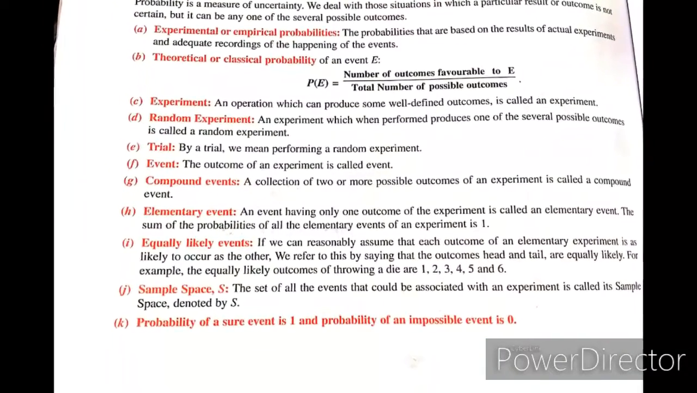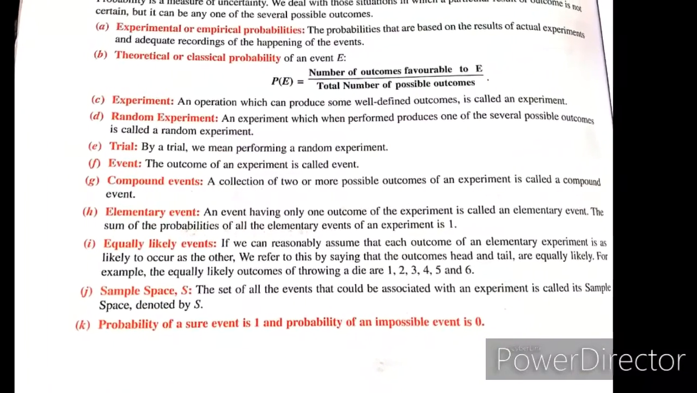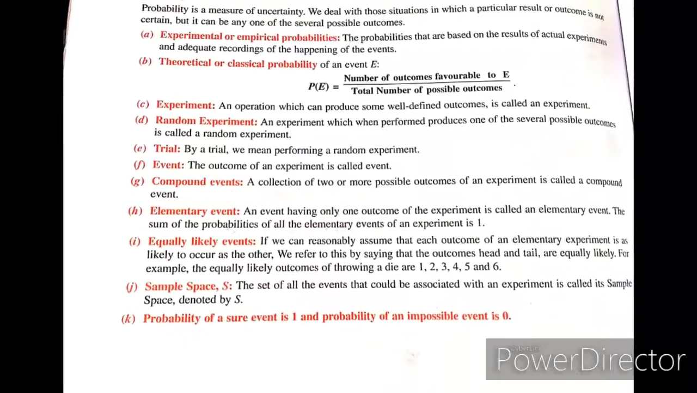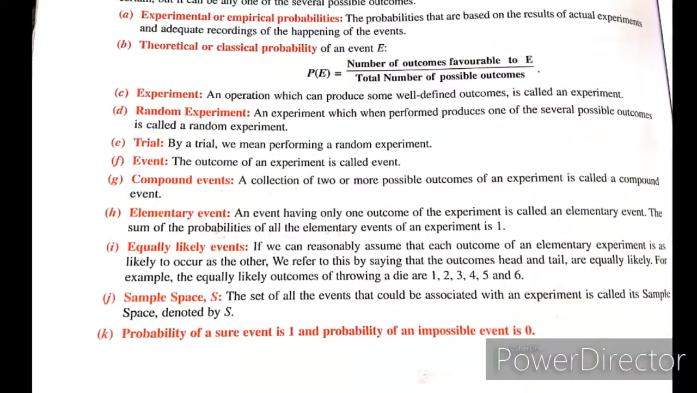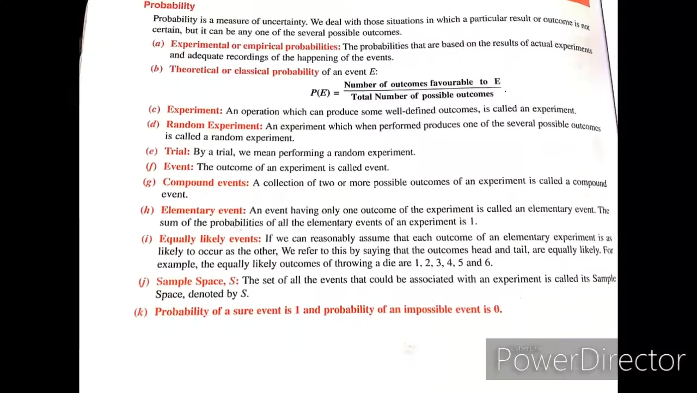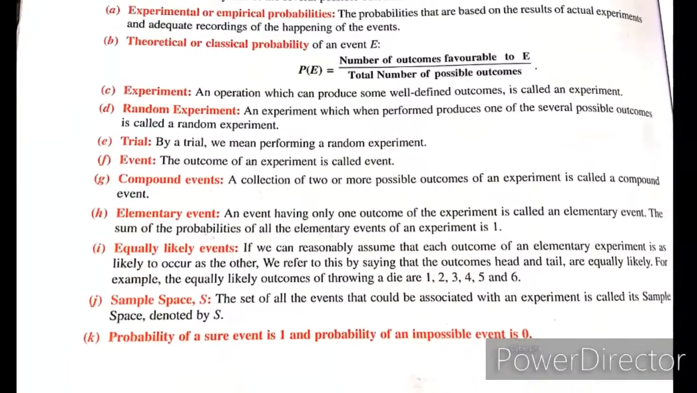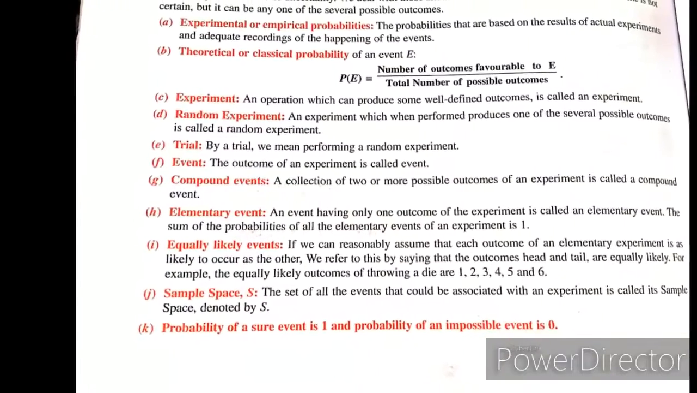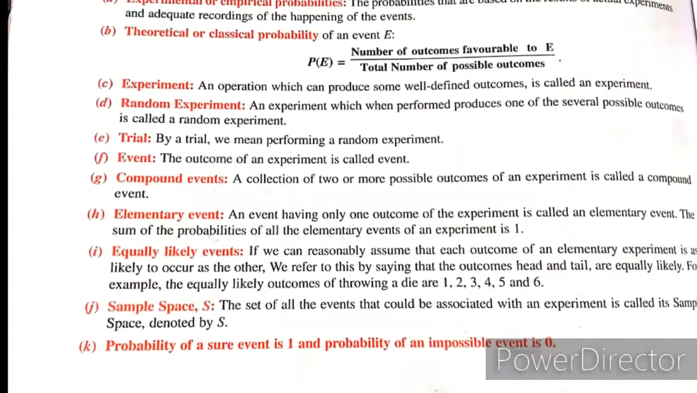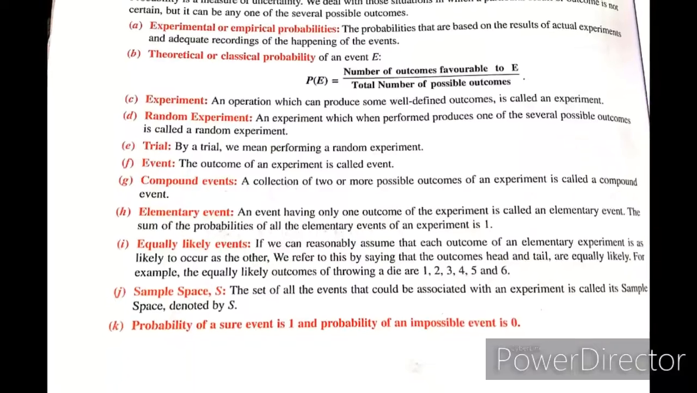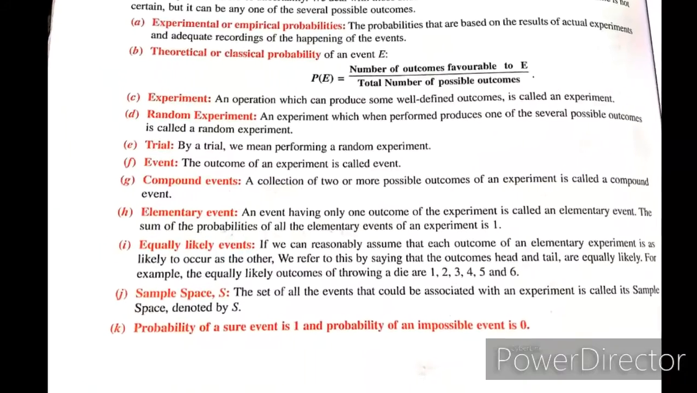And we shall see what a trial is. A trial means performing a random experiment; performing a random experiment is nothing but a trial. Next one is an event. Before discussing events, we shall discuss the sample space of a random experiment. The sample space of a random experiment is the set, the collection of all possible outcomes of a random experiment.